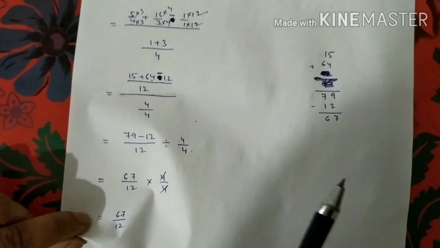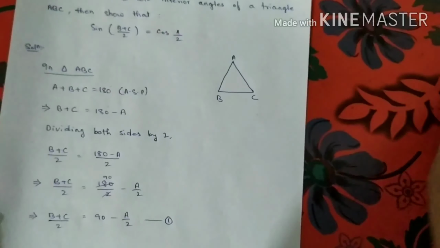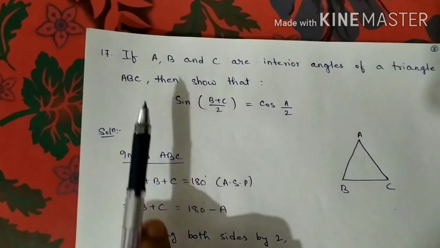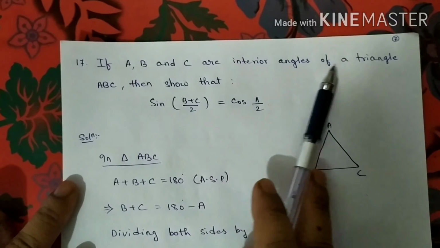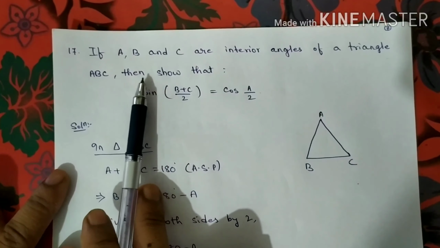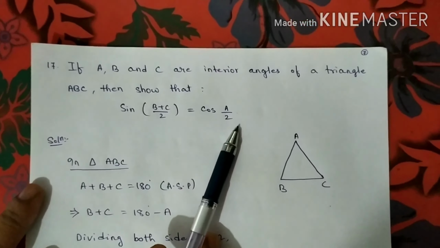Now let us go to question number 17. So in question number 17, it is given that if A, B and C are interior angles of a triangle ABC, then show that sin B plus C by 2 is equal to cos A by 2.